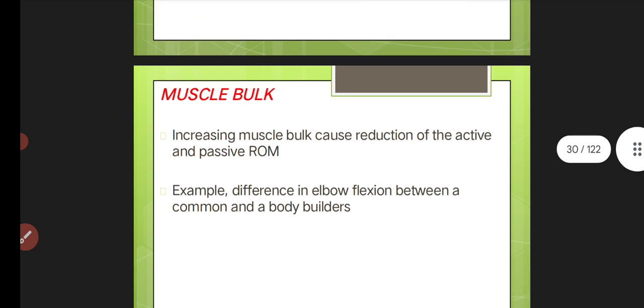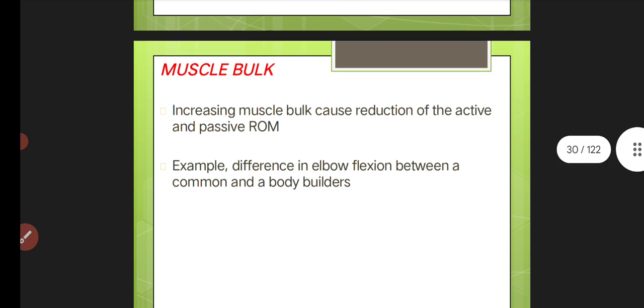And muscle bulk. Increasing muscle bulk causes reduction of the active and passive range of motion. When there is an increase in muscle bulk, it decreases the active and passive range of motion, such as the difference in elbow flexion between a common person and bodybuilders.